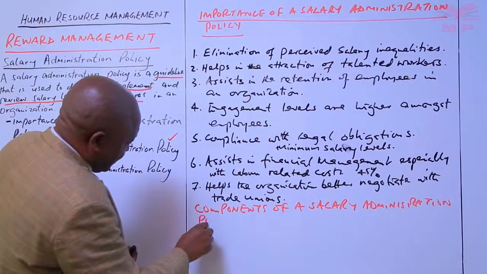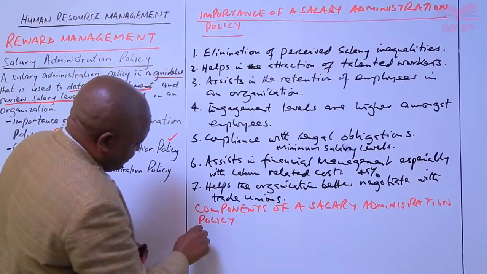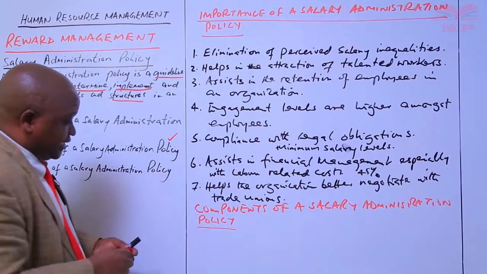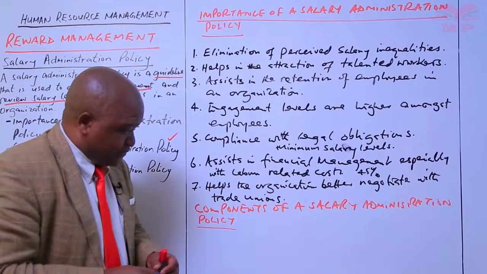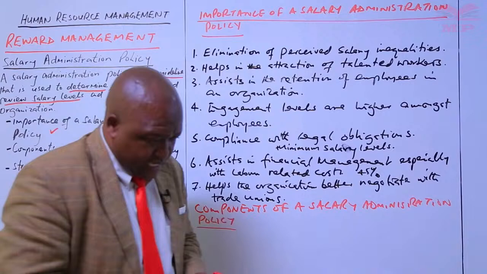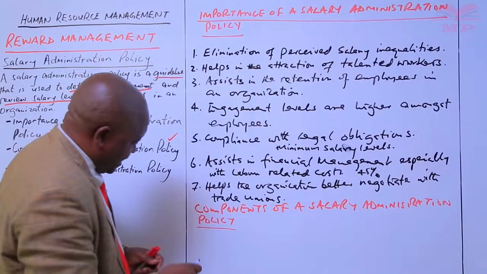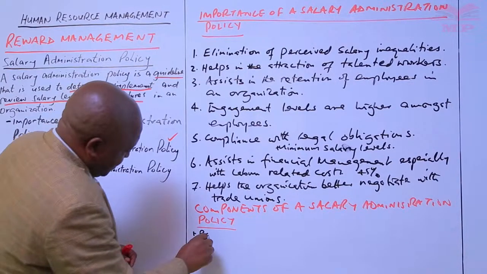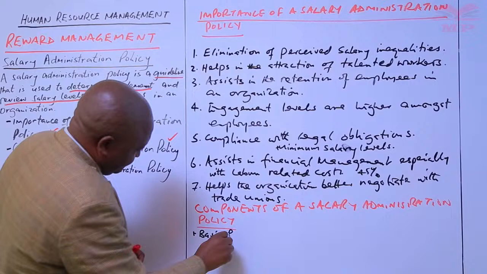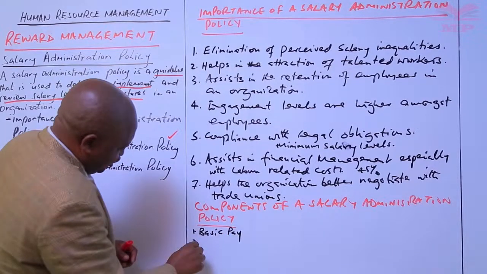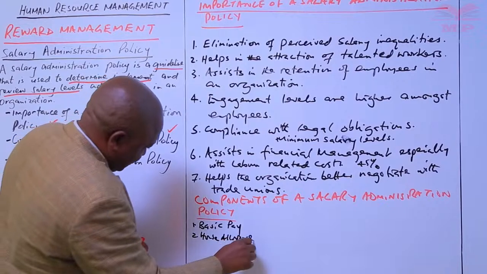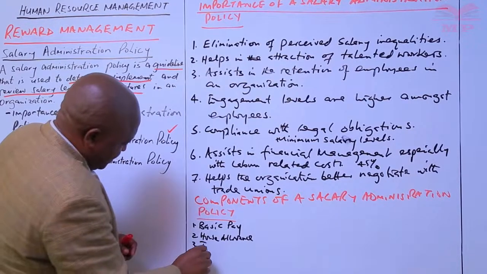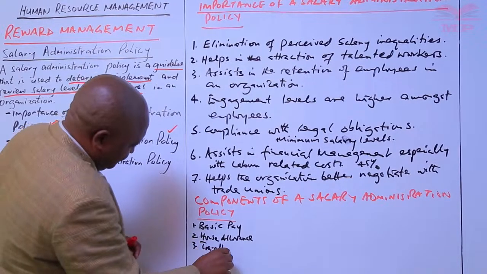So what are some of the aspects you expect to get, some of the contents you expect to see on a salary administration policy? So when it comes to a salary administration policy, some of the things that may be handled here may include: 1, basic pay; 2, house allowance; 3, traveling allowance.